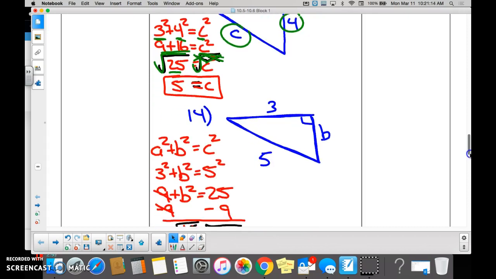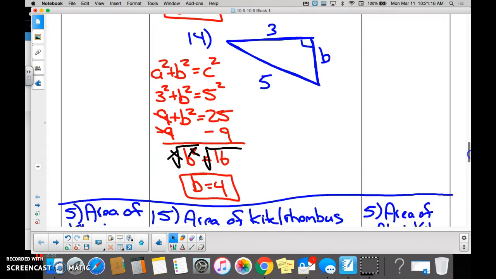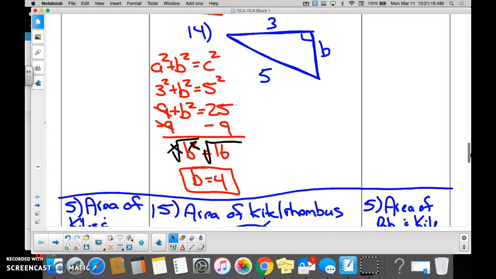Moving on to number 14, we solved this one algebraically. In this situation, we had to solve for b squared. So we had to follow our algebraic process here by getting the b alone. Okay, and we ended up with 4 on that one.